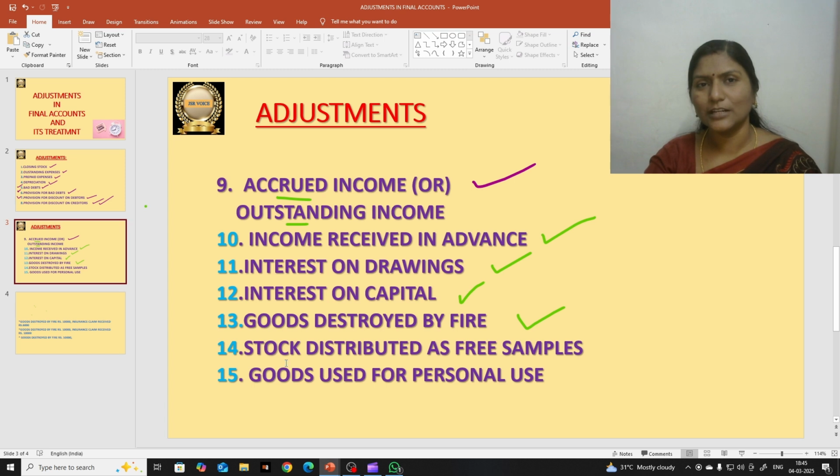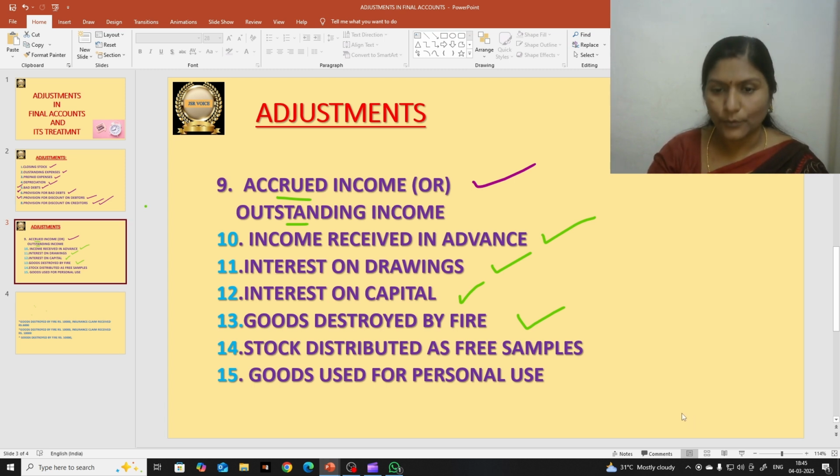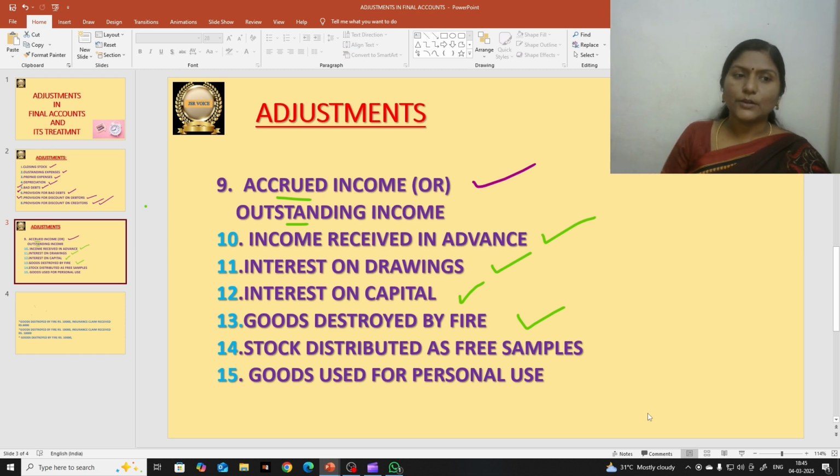Goods or stock, both are same, students. Next, goods used for personal use. So whenever any goods are used for personal purpose, then we can call it as drawings. Okay, so if that is given in adjustments, always what we have to do, we have to go to trading account. We should deduct this goods used for personal use from purchases. Okay, we should deduct from purchases first time. Okay, we write in trading account to purchases.